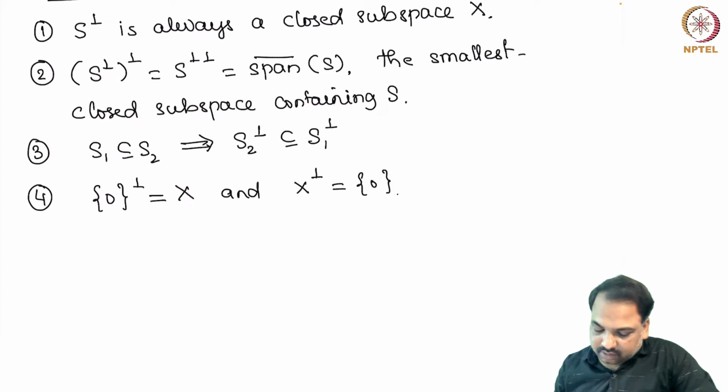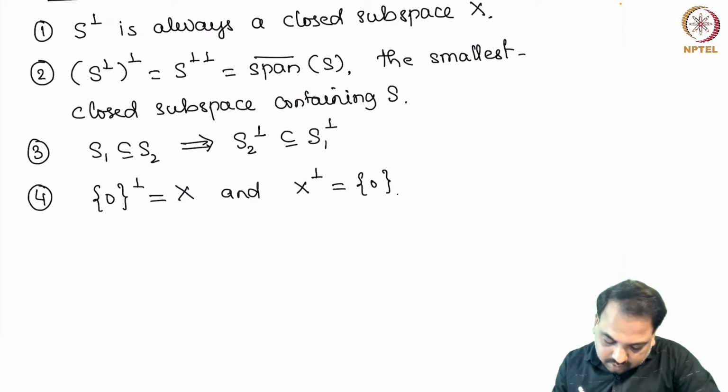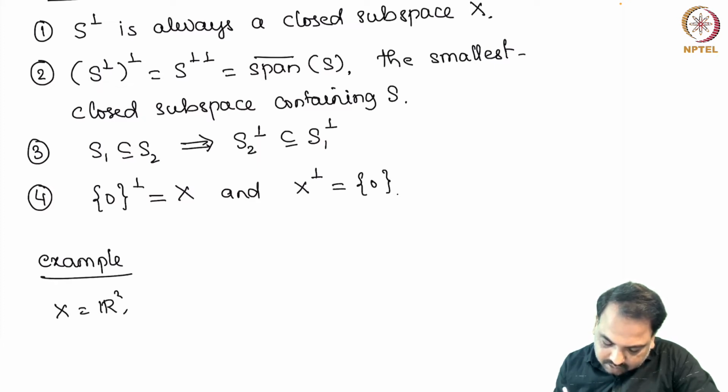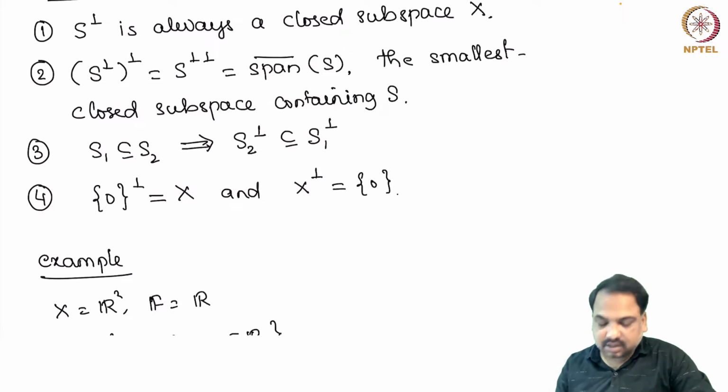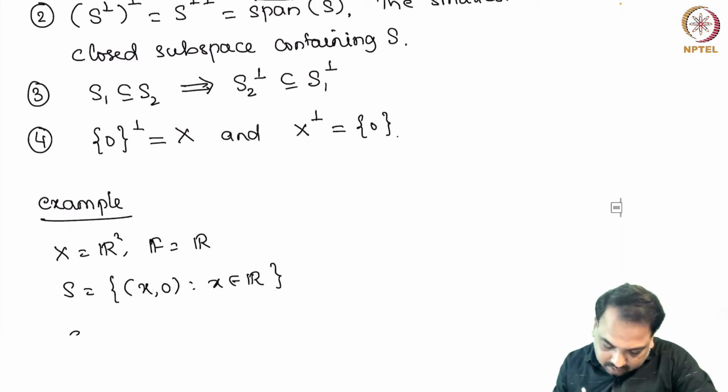For example, if you look at a simple example, let us take X to be R2 over the field R. Now let us take S as {(x, 0)}, where x comes from R. This is the x-axis. You can show that S perp is nothing but the y-axis.